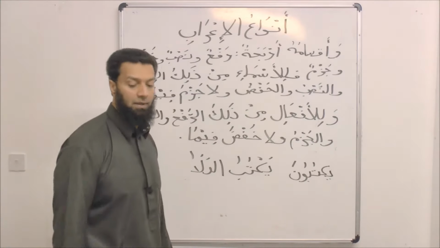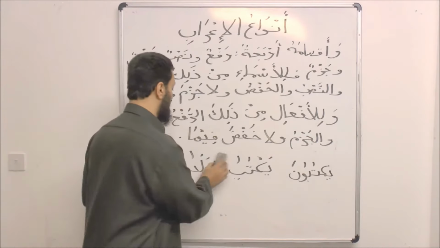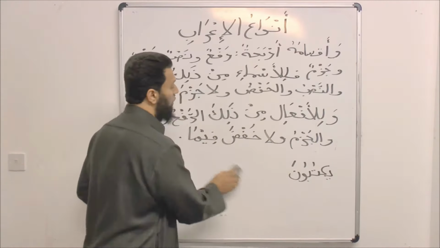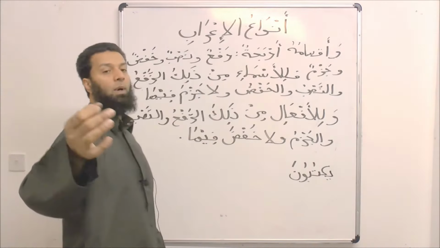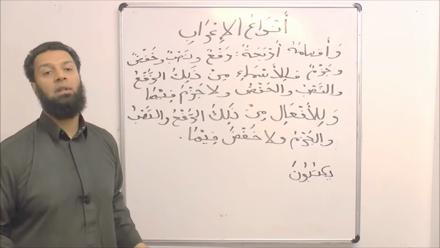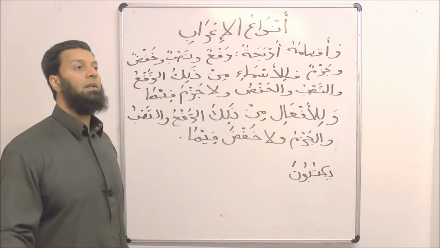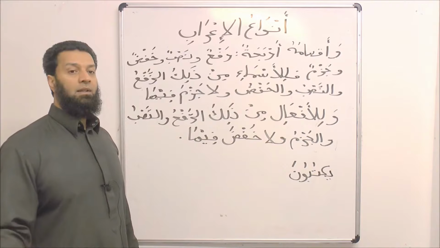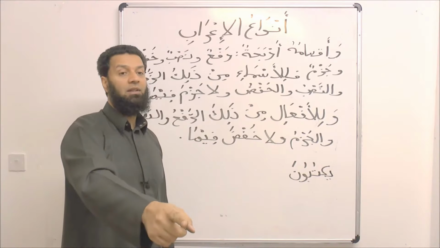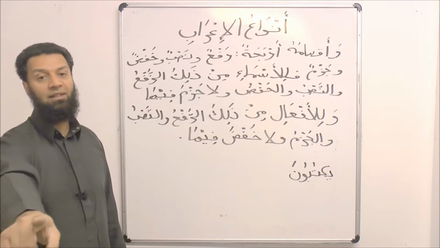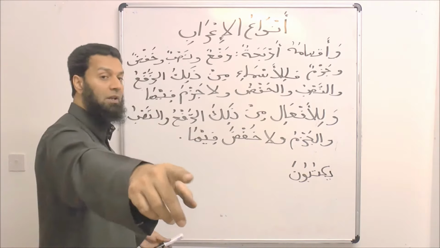Wa-l-nasb. What is the nasb? We know it is al-fatha, right? We have already seen and mentioned on numerous occasions an example of where al-fi'l becomes mansub. When does al-fi'l become mansub? When it's a singular madi? No, because that is mabni. That's why we always say fi'l madin mabni. We're talking about al-mudari' here.